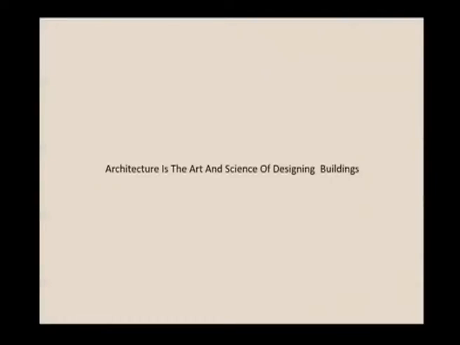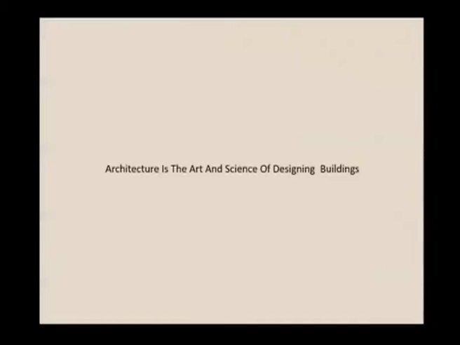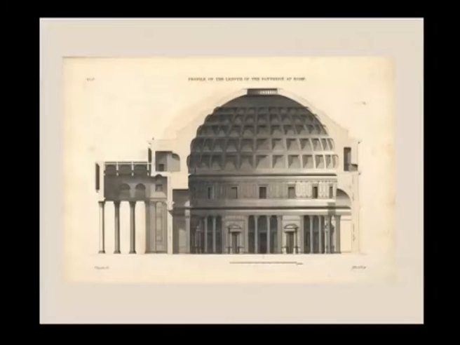Definitions of architecture. How do we define architecture? We can start with a very simple definition. Architecture is the art and science of designing buildings. But is it just about the buildings? For example, if we see this picture, there is a building and there are spaces inside and spaces outside. This building is essentially about the space that is created inside.